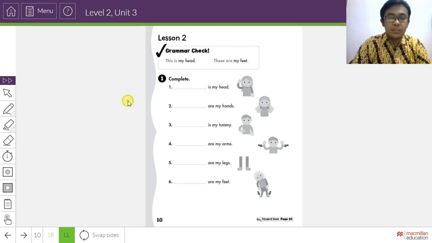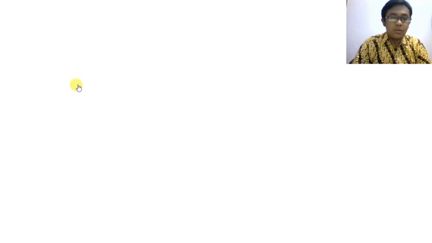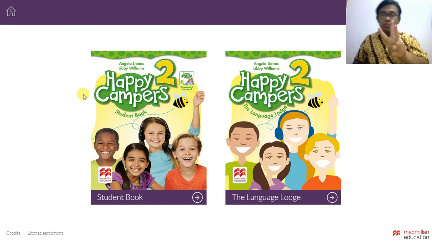Okay guys, so yeah, I think that's all for today for unit 3. So we have done unit 3. We have done about singular and plural, this is and this are. And now for today we also learn about how to use auxiliary do and the verb have.